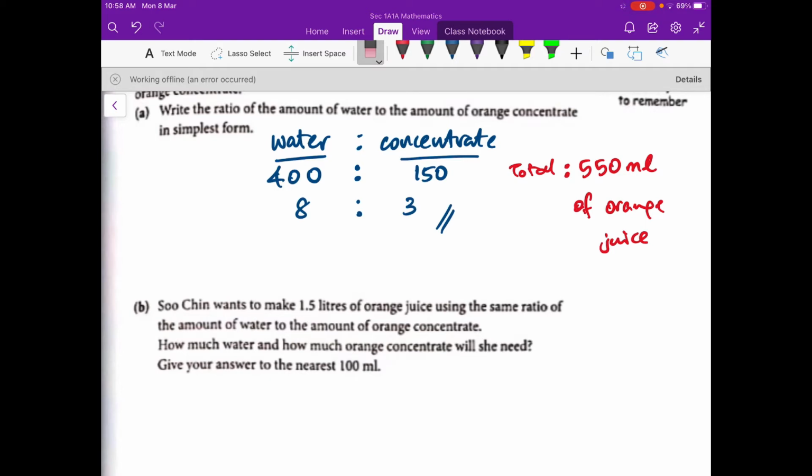Water to concentrate to total. So you want to include another ratio, is it? Okay, yeah, we can do that. So the ratio for water to concentrate is 8:3.